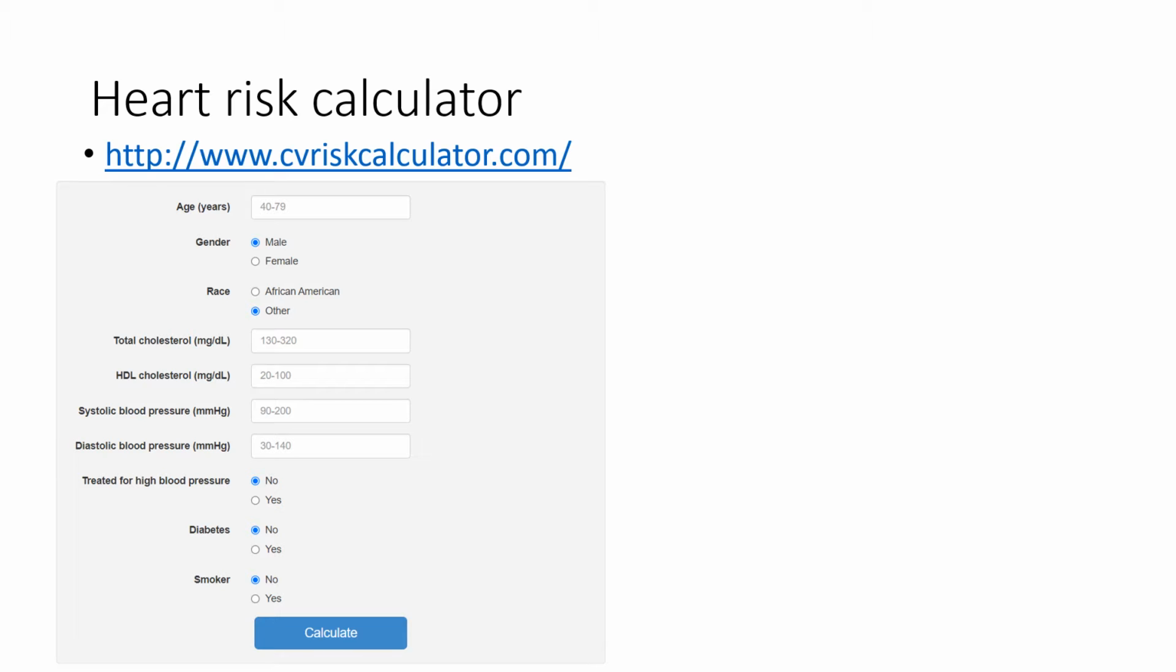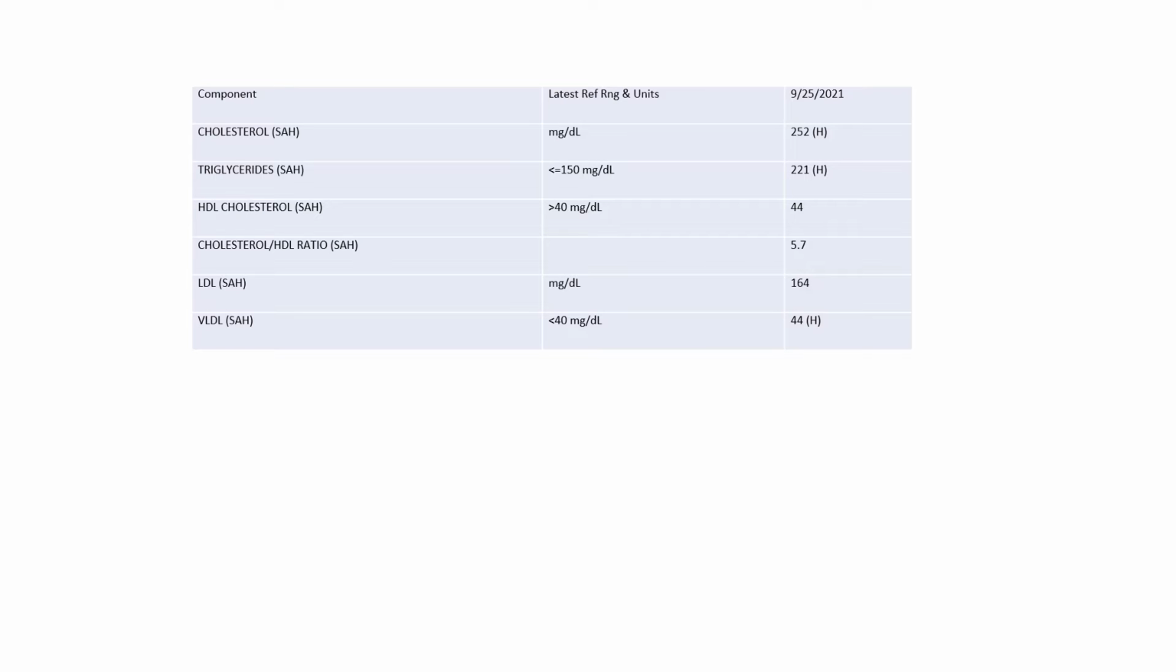Typically all patients who have type 2 diabetes or even type 1 diabetes are recommended to be on a cholesterol lowering medicine. So just something to consider. You don't always have to put those patients into this risk calculator if you know that already. Here's an example of a patient's cholesterol numbers.